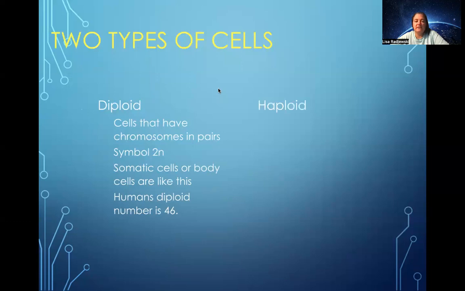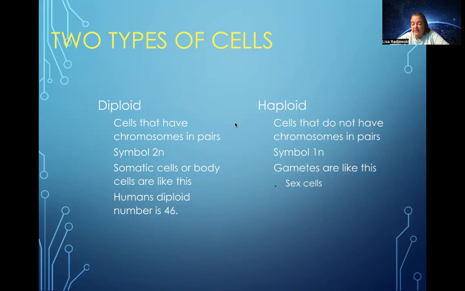The other type of cells are haploid cells. HA, to me, I think about like half. They have half the number of chromosomes. They only have one copy of the chromosomes. Their chromosomes are not in pairs. So instead of the symbol being 2N, the symbol is 1N. And these cells you would find in the sperm and the egg. Sex cells or gametes. And these are your sperm and your egg cells.